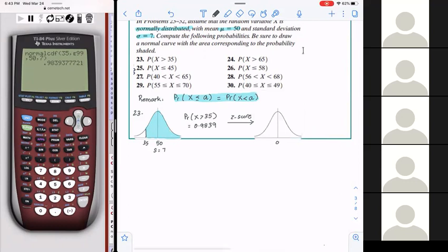Now, if I converted it to a z-score, the mean would now become 0. The standard deviation would become 1. We just have to find the z-score corresponding to 35. We know the formula for z-score is x minus x bar divided by s. So the z-score corresponding to 35 would simply be 35 minus 50 divided by 7.